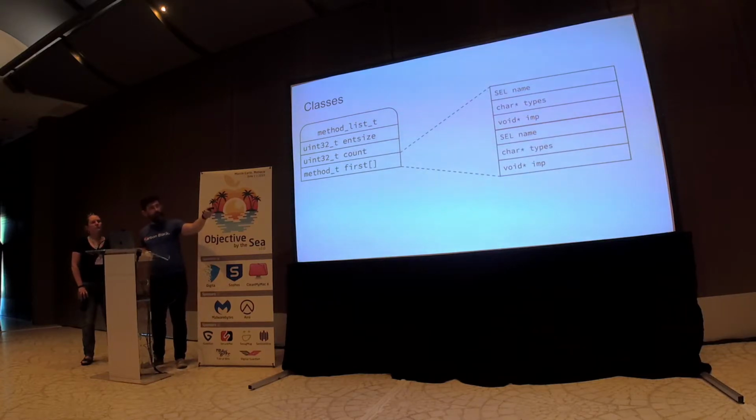And in this, you've got your name of the function, you've got the types, which is a string. I'll show that in a minute. And then imp is a pointer to the actual function itself. And so you can see that there's a lot of levels that you have to jump through here in order to figure out what method is actually being called by what things and what types they are.